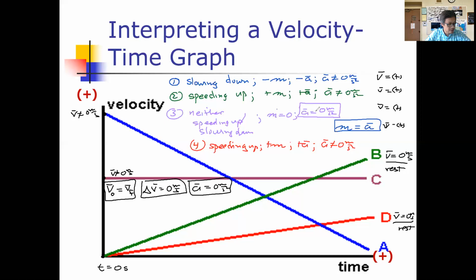Number 4, who is slowing down and who is speeding up? Let's continue to address this. Slowing down, we already saw this. Object A is slowing down. How do we know? Negative slope here. And also, if we compare the values, if it's a negative slope, the acceleration will be negative. If velocity is positive, opposite signs, object A is slowing down. Who's speeding up? Objects B and D. So B and D are speeding up.